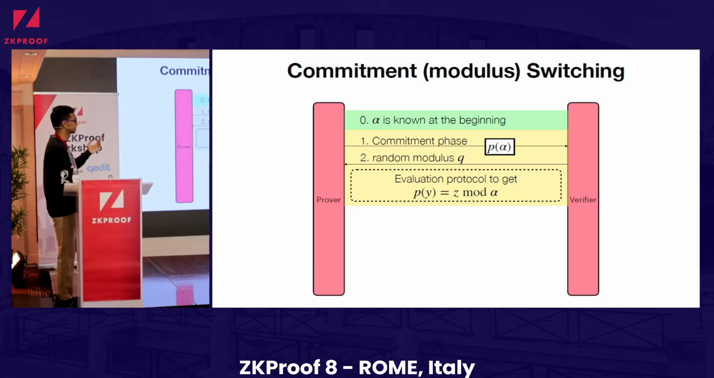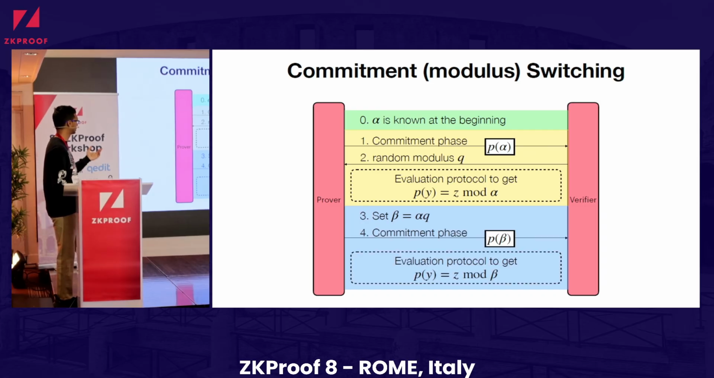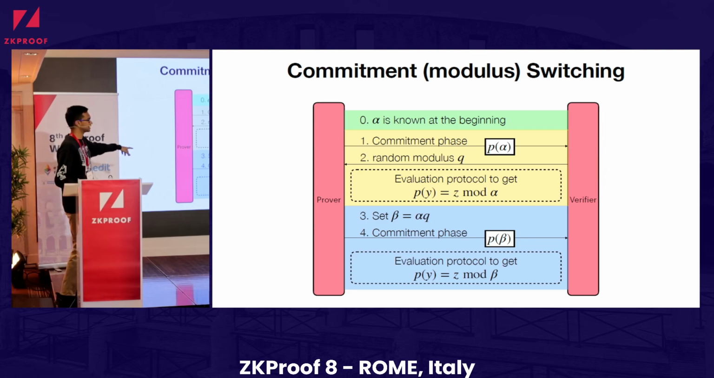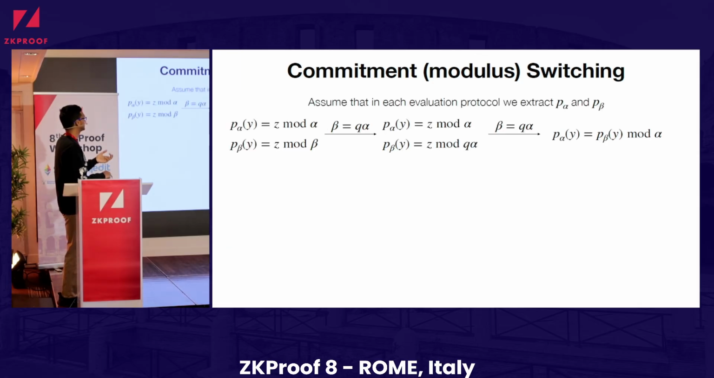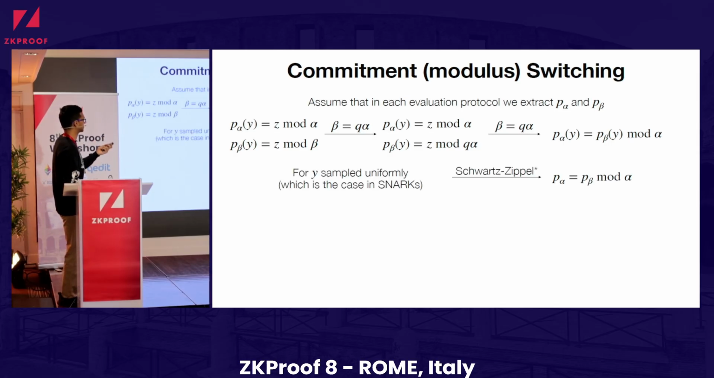Then you proceed with a very similar thing. Let's say we take another beta equal to alpha times q, commit to it, and evaluate it. Crucially, you use the same z again, or you basically force the prover to evaluate to the correct z. And you can show that this implies that p alpha of y and p beta of y are the same mod alpha. And using Schwartz-Zippel, because y is random, this is where we use the randomness of y, the polynomials must be equal. We have now switched our polynomial from base alpha to base beta.